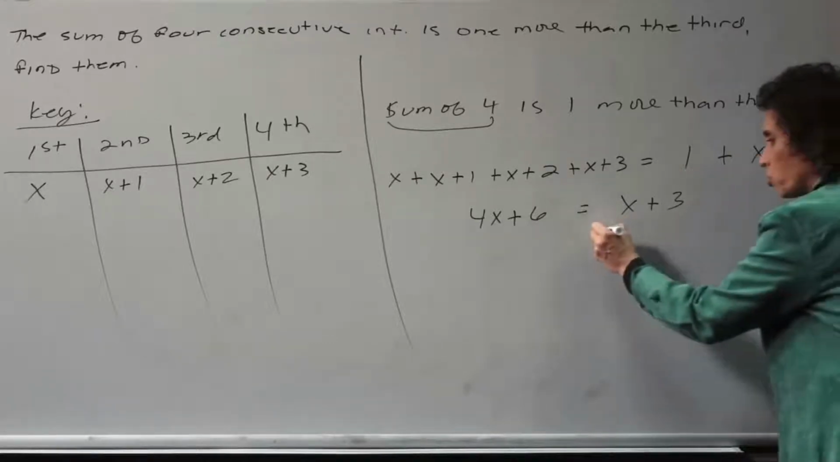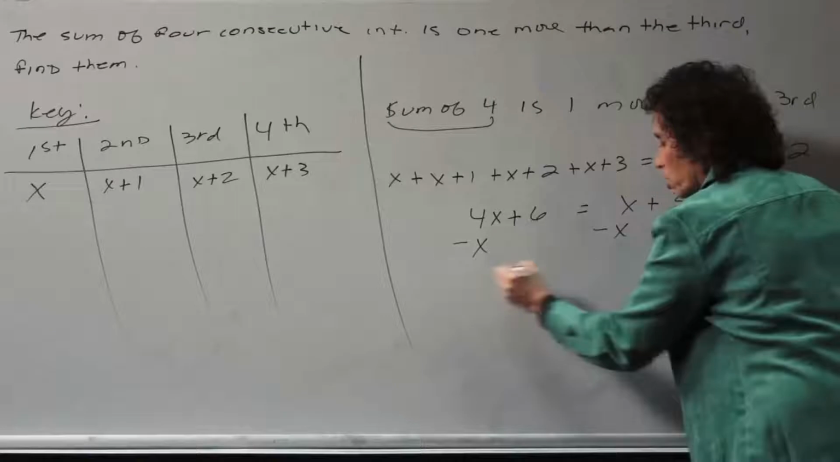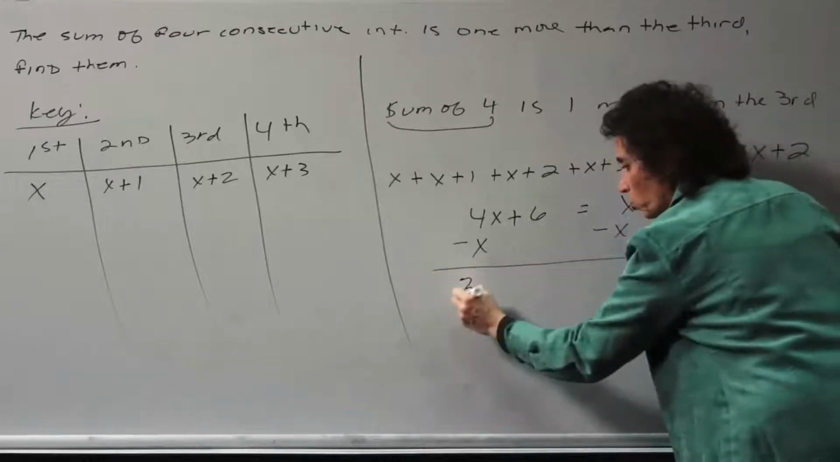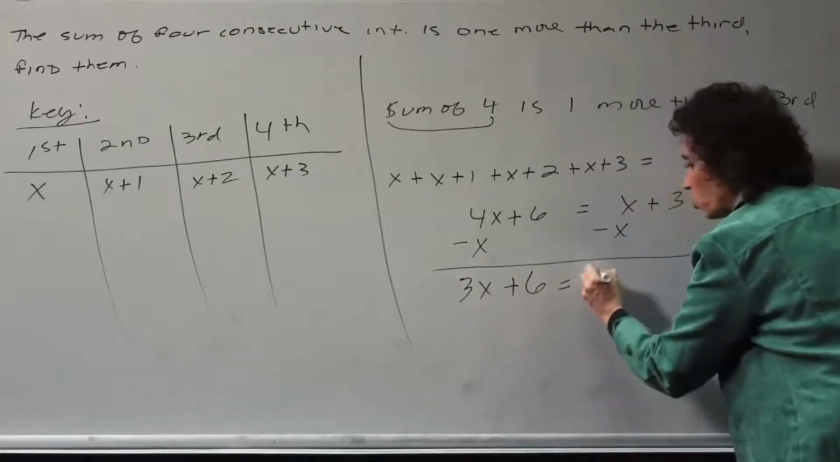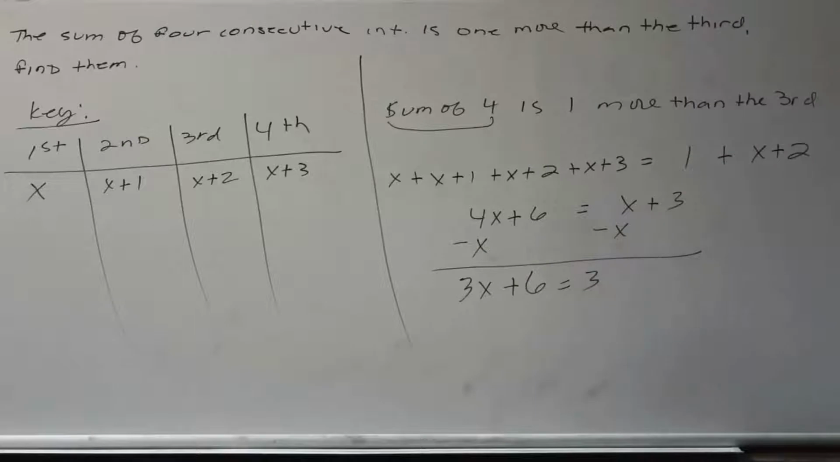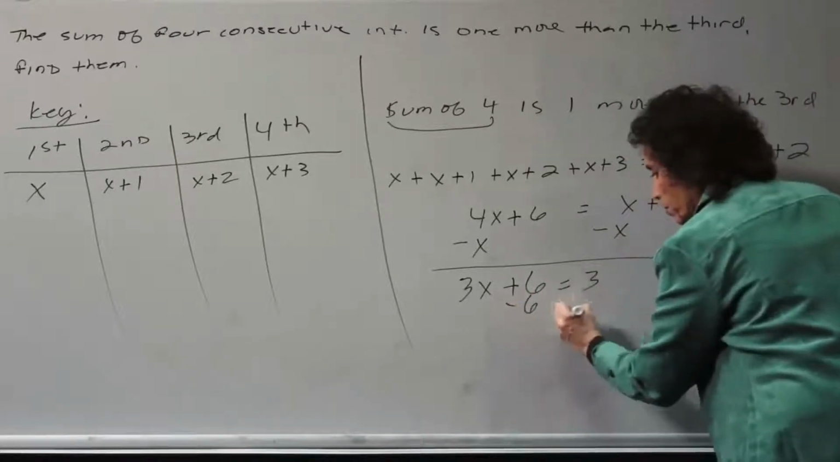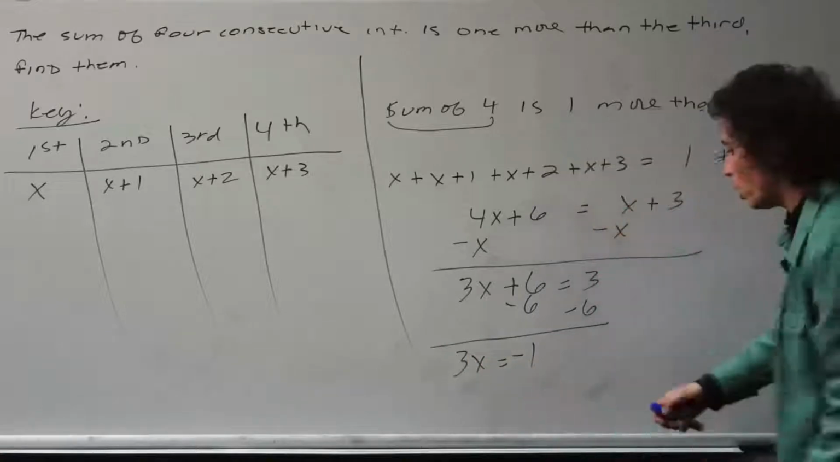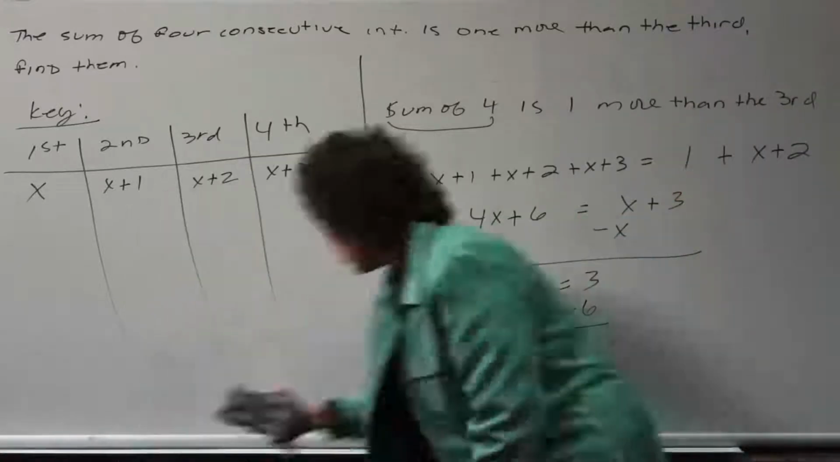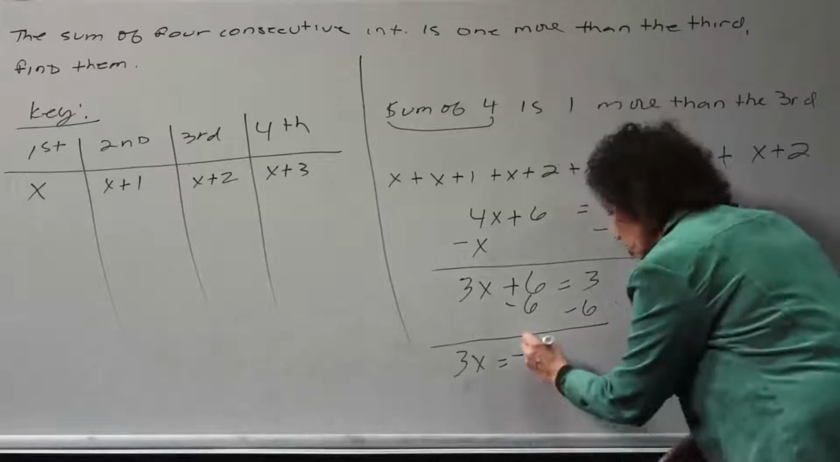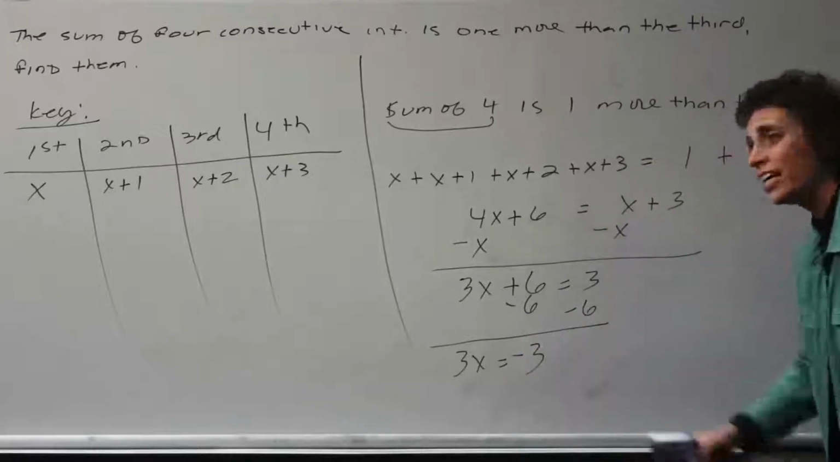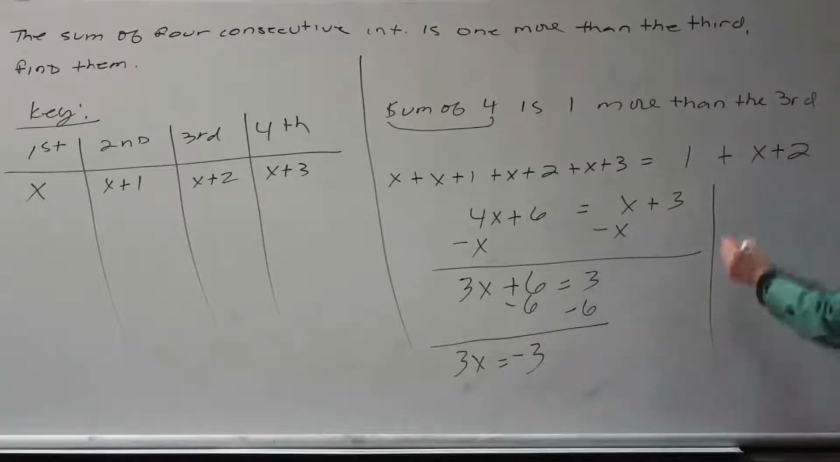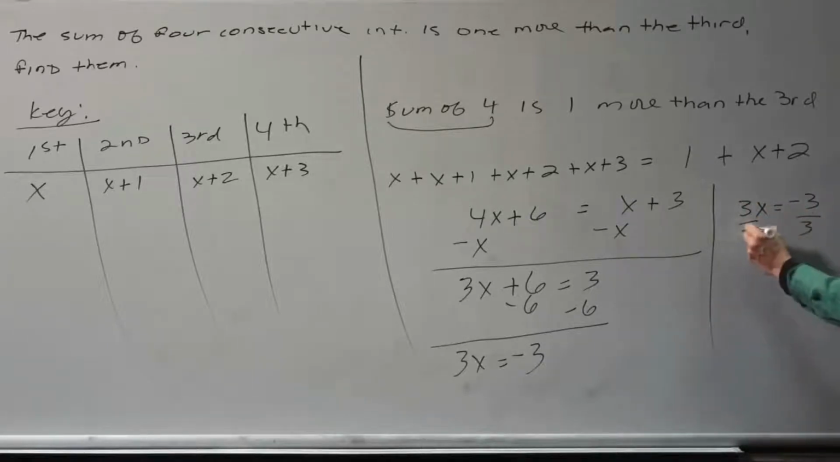Okay, solve. I'm going to start with the variables first. That's minus x, or 1x, which is 3x, plus 6 equals 3. Ready? Subtract 6. 3x equals negative 3. I was ahead of myself. I knew what the answer was. 3x equals negative 3. It's okay to get a negative. A negative is still an integer. Divide by 3. x equals negative 1.